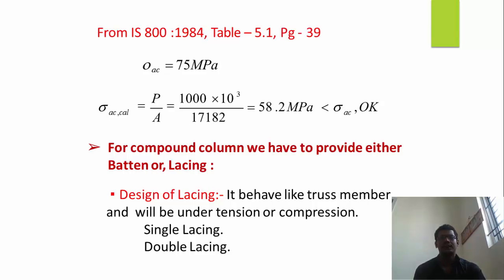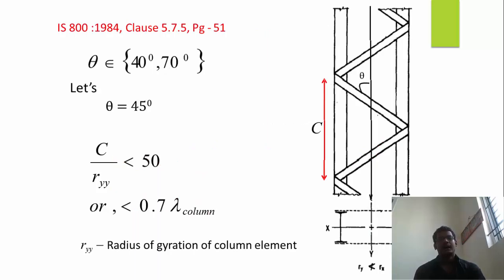Now, these two I sections have to be connected. Hence, we will go for a lacing system. This is a lacing system where theta is restricted between 40 and 70 degrees. Let us go for 45 degrees. Here, the l by r must be less than 50 as told in the code book, and 0.7 times lambda of the column, the local lambda.